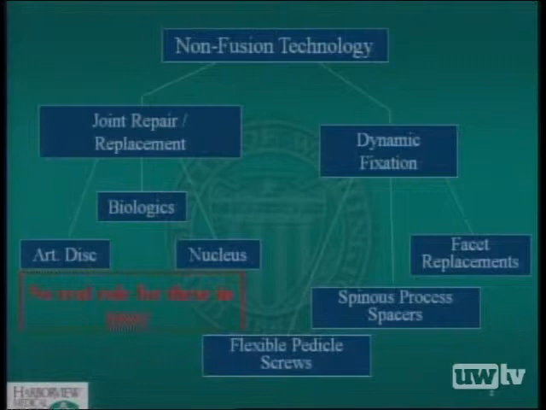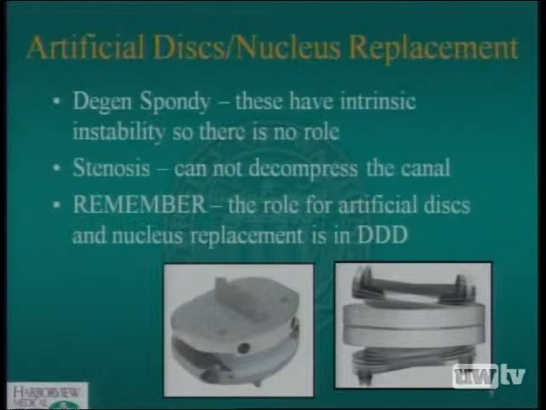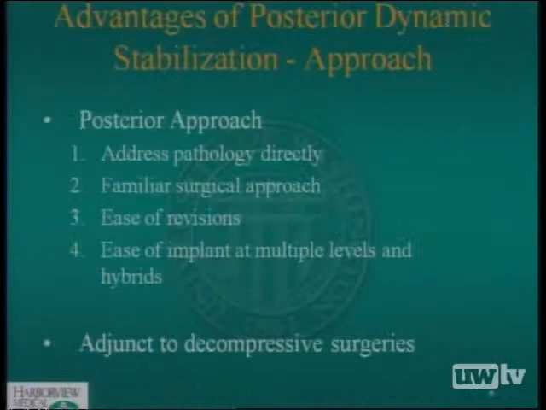We have facet replacement, spinous process spacers, and then flexible pedicle screw constructs. So again, looking at artificial discs and nucleus replacements, there's really no role for these in degenerative spondylolisthesis as, by definition, you're probably saying that these are unstable, and to put an artificial disc in there will only lead to failure. For most cases of stenosis, you will not be able to get an adequate decompression, and remember that the primary role of artificial disc is in degenerative disc disease and lumbar back pain.